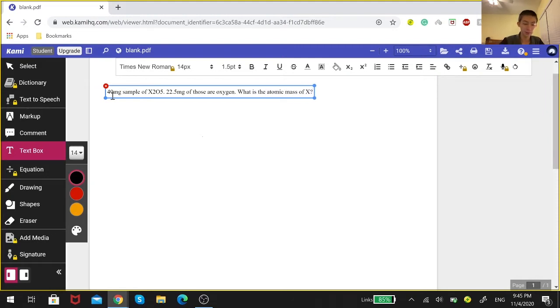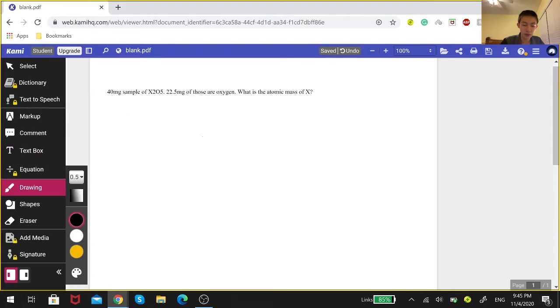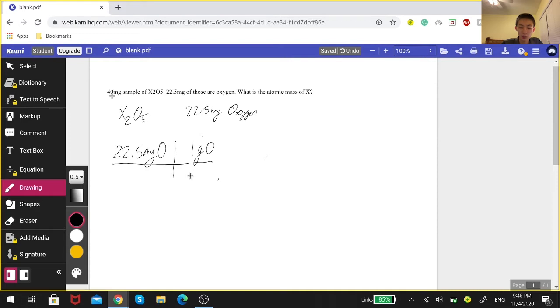So now let's write this out. Well, we know we have X2O5. Total mass is 40 milligrams and 22.5 milligrams of oxygen. So now let's set up a conversion. We have 22.5 milligrams. Now we need to convert that into grams first. 1 gram of oxygen has 1,000 milligrams.